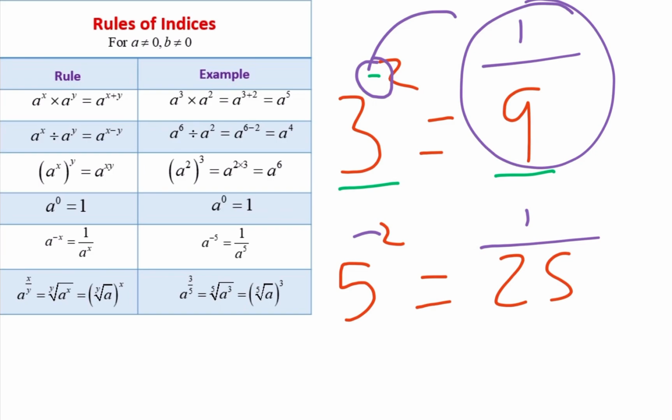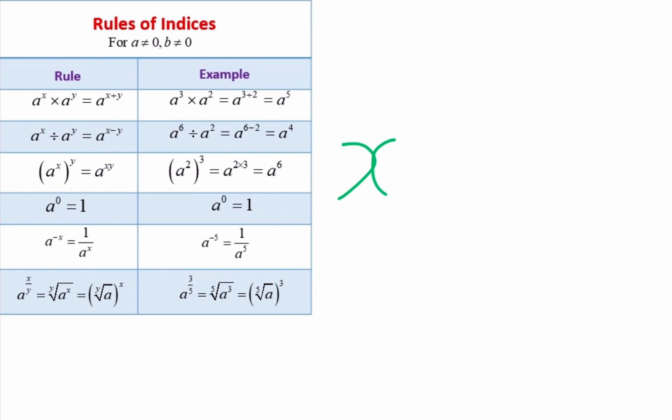So if I said to you, what is, let's make it interesting, x to the minus 3, there we go. Just ignore the negative for a second, and then you're just left with x cubed. By having the negative in there, so I'll just bring that back, it means you find the reciprocal of x cubed, so it's 1 over x cubed.